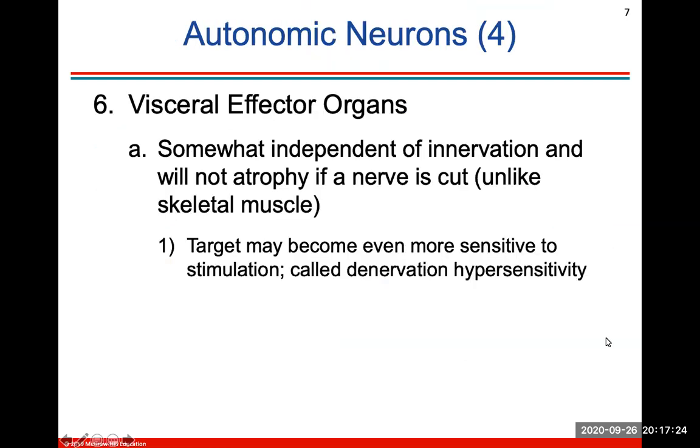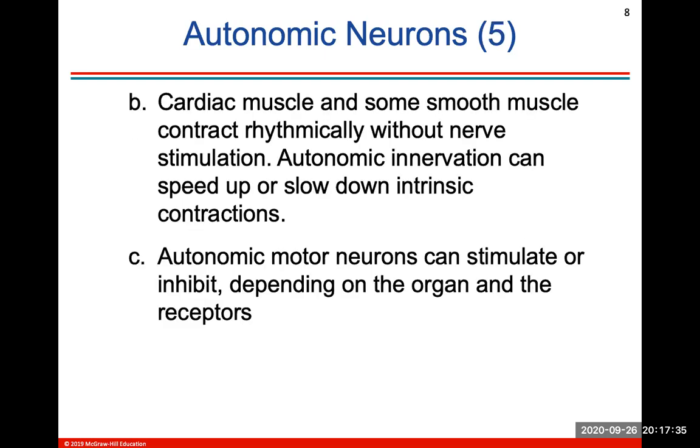Visceral effector organs are somewhat independent of innervation and will not atrophy if a nerve is cut, unlike skeletal muscle. So the target may become even more sensitive to stimulation. Cardiac muscle and some smooth muscle contract rhythmically without nerve stimulation. Autonomic innervation can speed up or slow down these contractions.